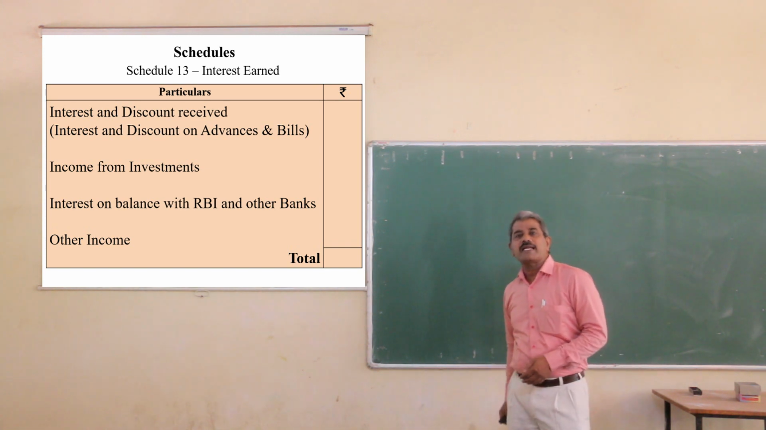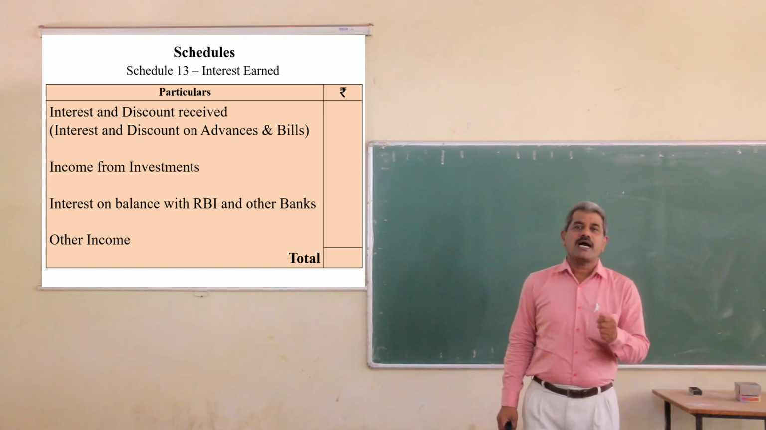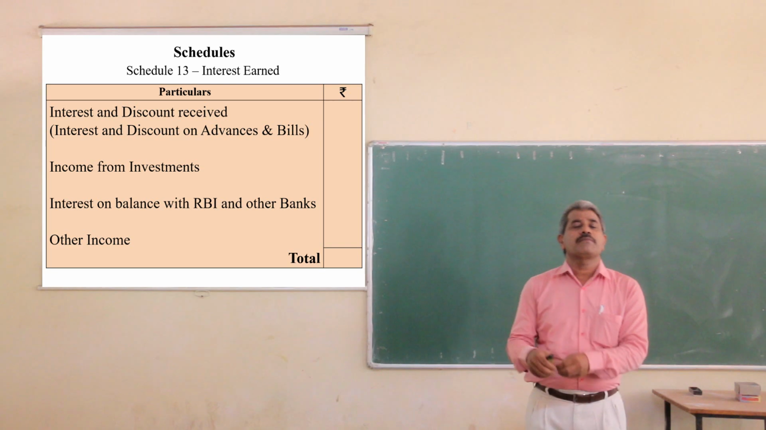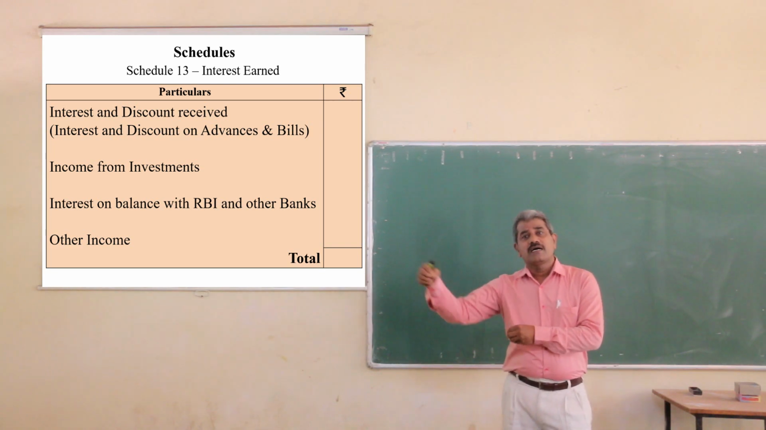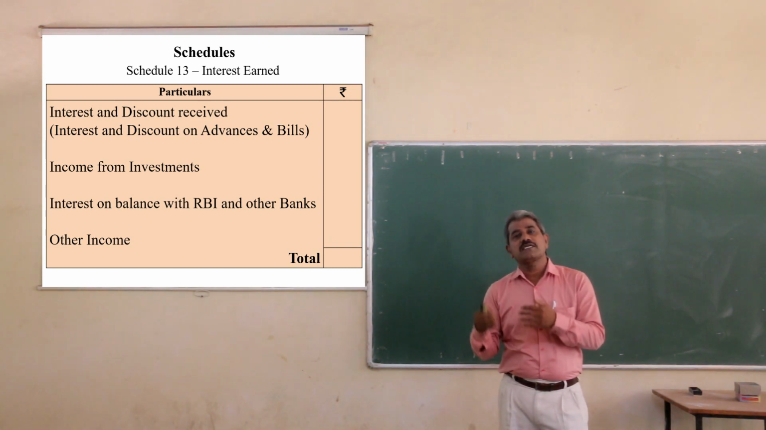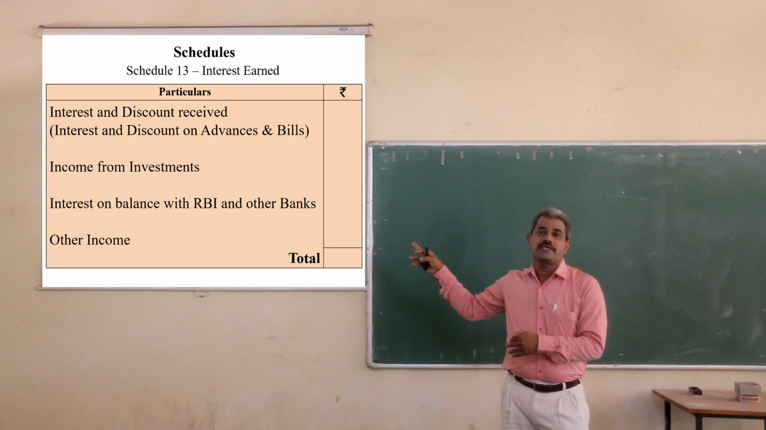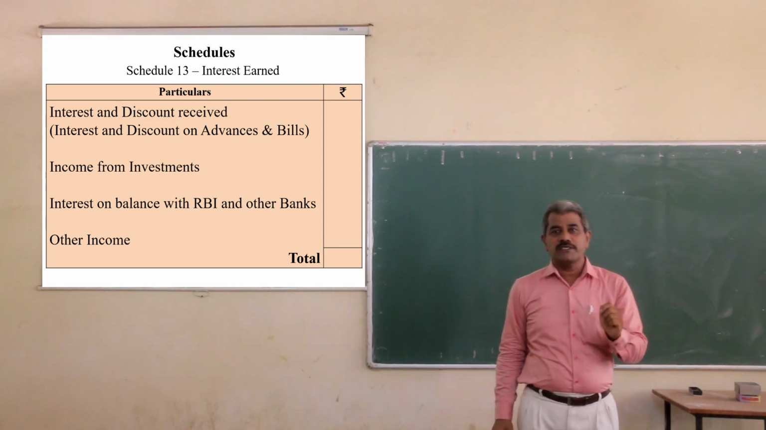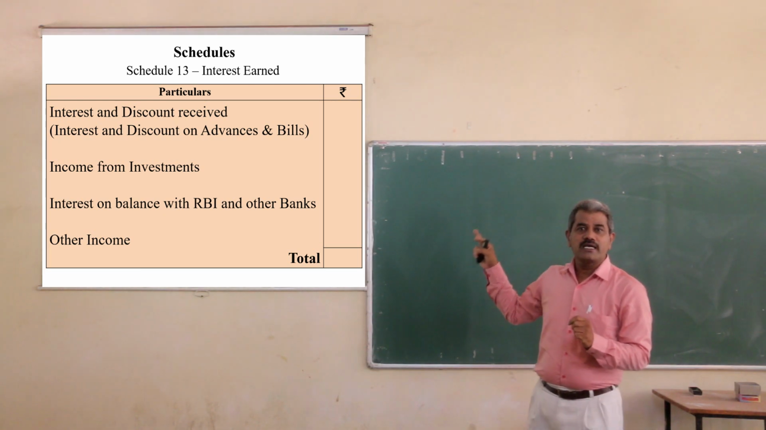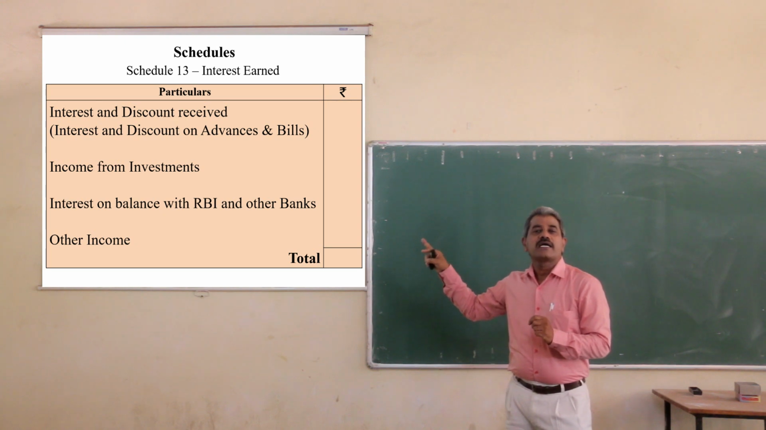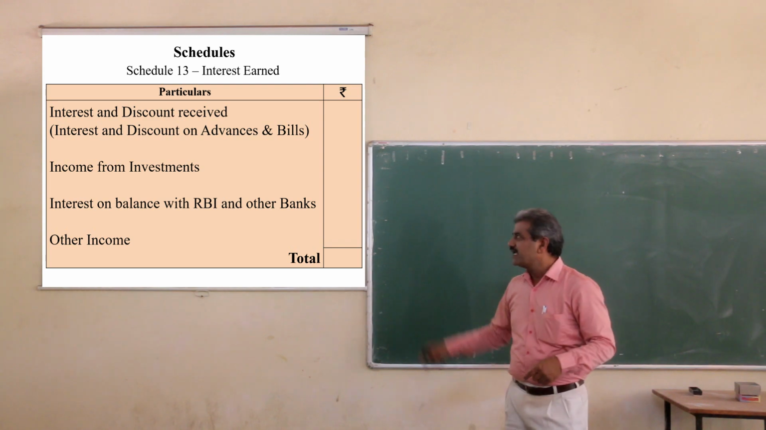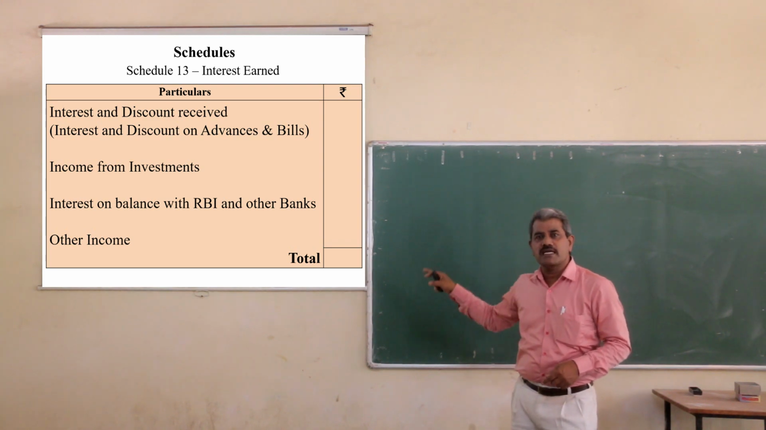And next is interest on balance with RBI and balance with other banks. The bank keeps some amount deposited in the RBI account or in other banks, and the interest received on such deposits is considered here. So interest and discount received, then income from investments, that is interest received on investments, and interest received on balance with the Reserve Bank of India as well as other banks. If there is some other income, we will consider it.